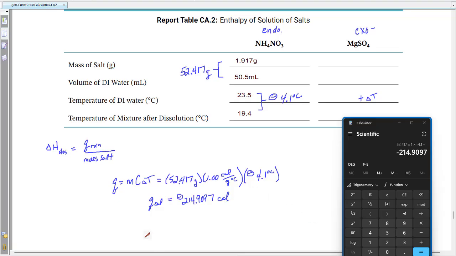Okay, so Q of the reaction, we might as well just write it right here. Q of the reaction is the opposite of that. Same number, 214.9097, but positive. All right, that's the number we're going to want to use up here.